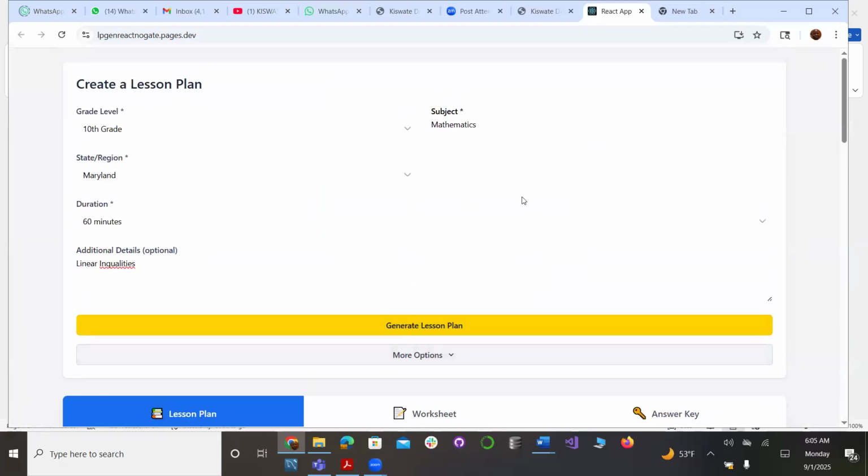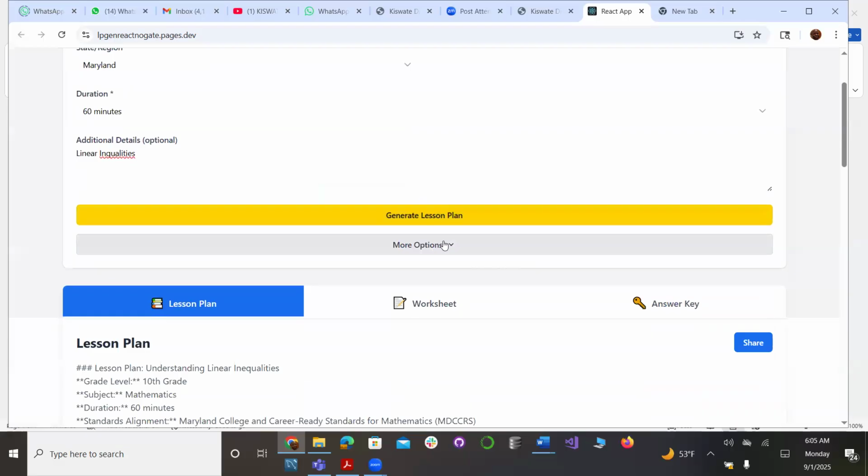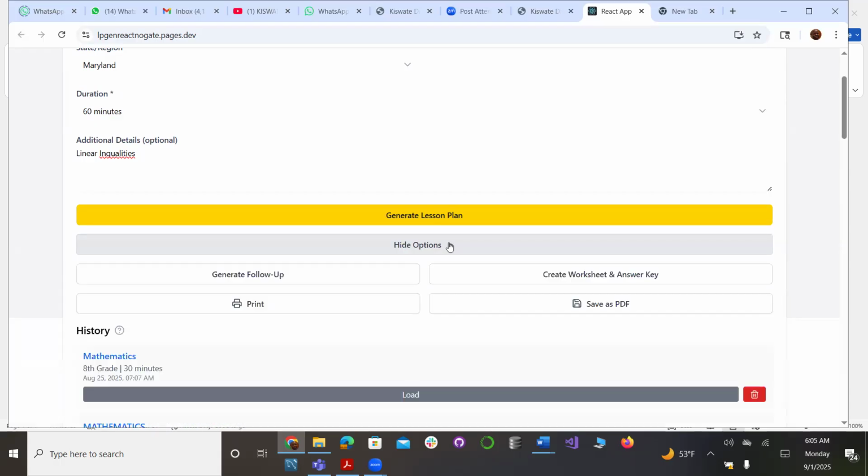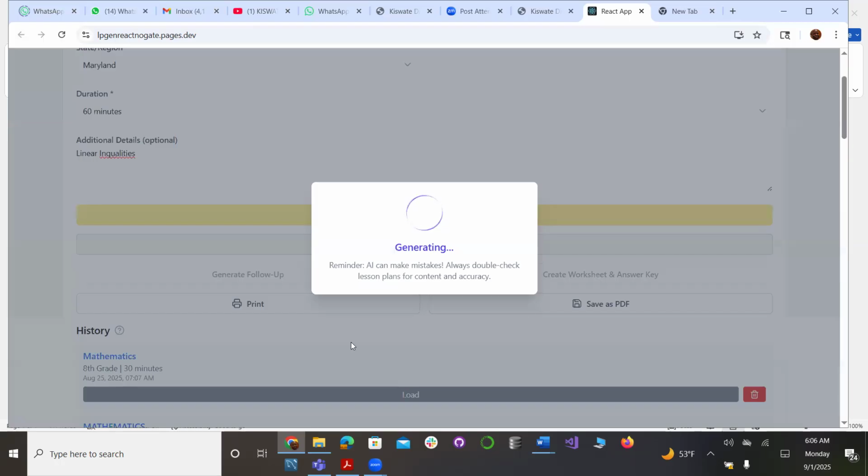Then you come here, written. Do you see this written more options? Dr. Babusa, are you there? Yes, you click more options. Then you come and say create worksheet and answer key. Worksheet is like homework for students. Answer key is like marking scheme. So you click, boom, it's generating.